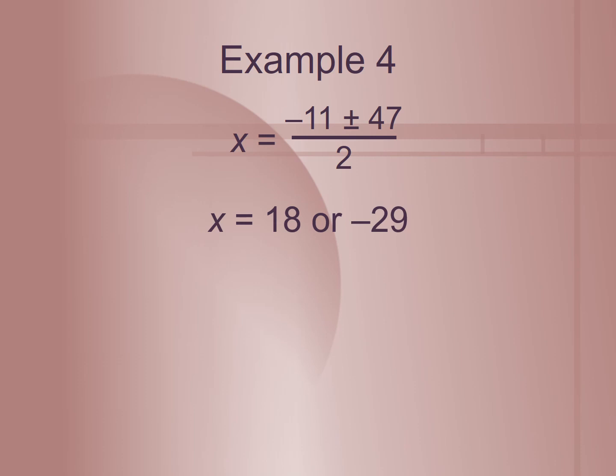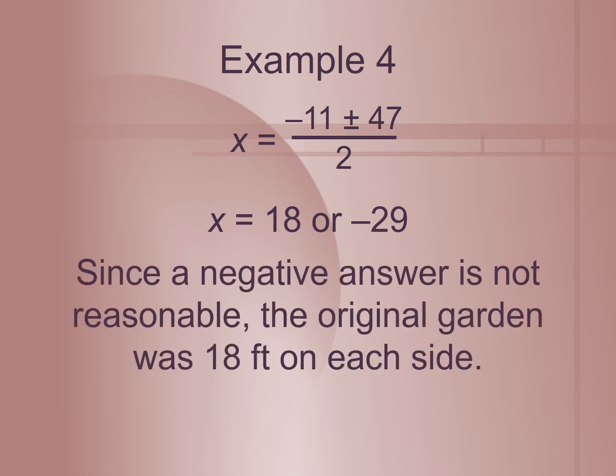Then those two solutions would be 18 or negative 29. So if you're working with feet, you can't have negative 29 as a measurement. So that means that it's going to be 18 feet.